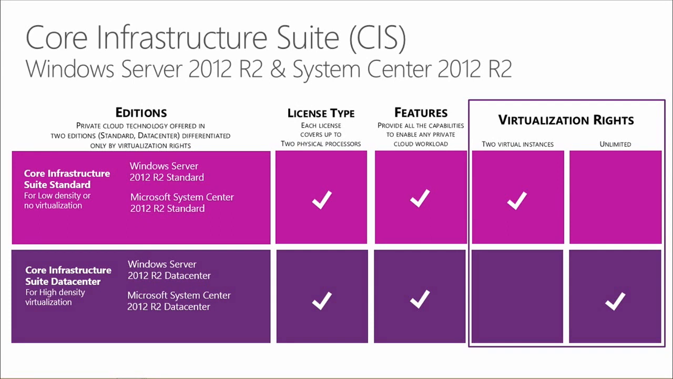CIS is available in 2 editions: CIS Standard for non- or lightly virtualized environments, and CIS Data Center for highly virtualized environments. They both have the same licensing model, a processor license that covers up to 2 physical processors on a server, and both editions of the products have the same capabilities. Once again, the only differentiator between the editions will be the virtualization rights. Standard Edition provides 2 virtual instances with each license, and Data Center again offers unlimited virtualization with each license.